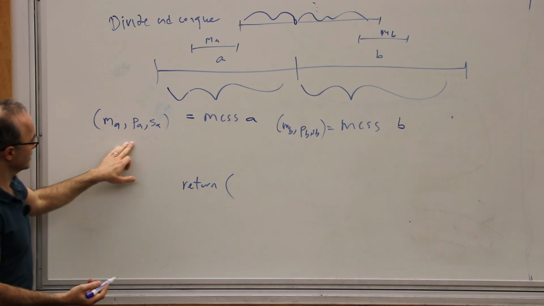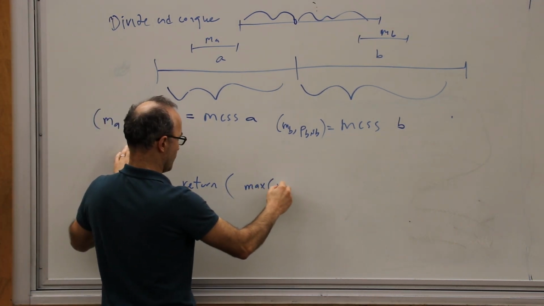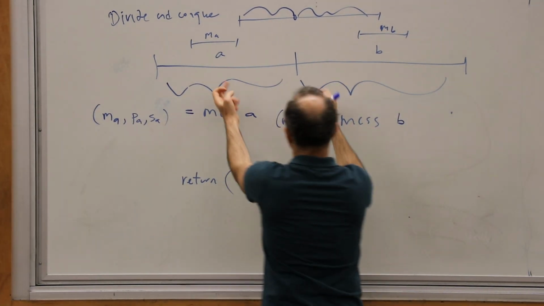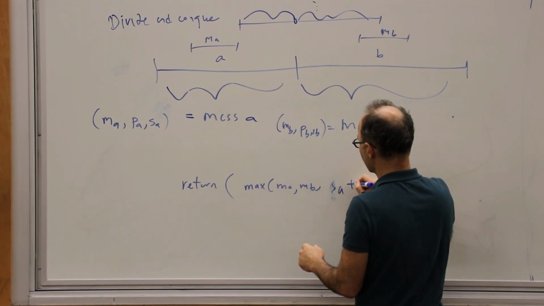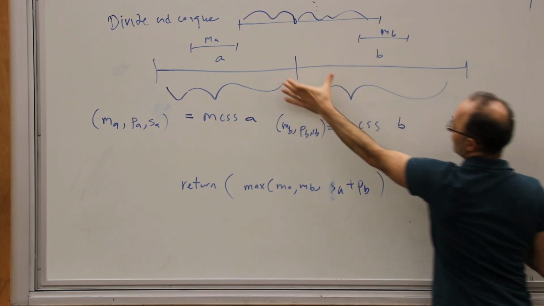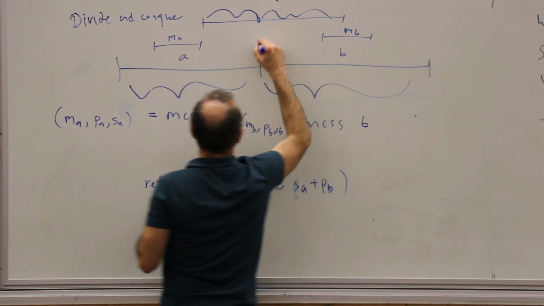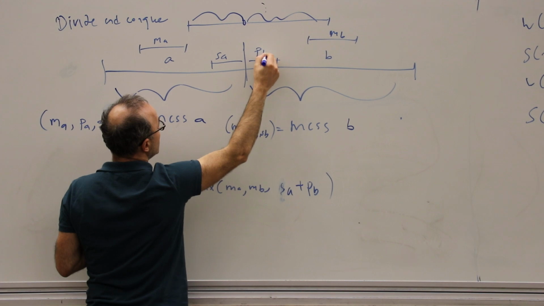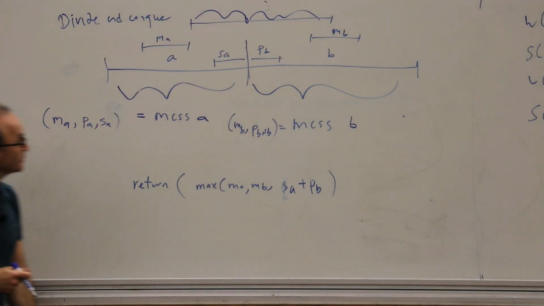the max. What's the max? It's the max of MA, comma MB, comma SA plus PB, right? Because the best across is going to be, let me draw it here, this is going to be SA, this is going to be PB, okay? So we consider best across by summing that up.